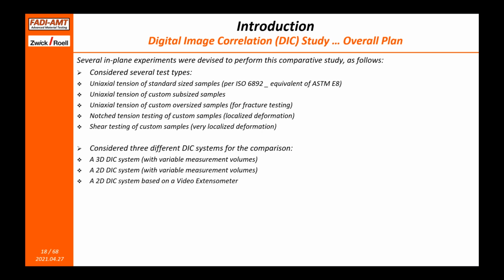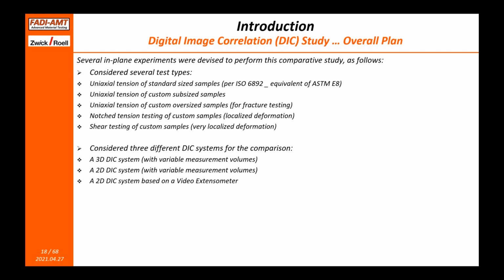And to do that, we are coupling different types of systems together in a unique experiment. We will couple or combine a 3D DIC system, a commercial full 3D DIC system that is capable of doing multiple volumes or multiple measurement volumes. A second system is a 2D DIC system, also configured in a similar way to have multiple measurement volumes, so it has the flexibility, just like the 3D DIC system.